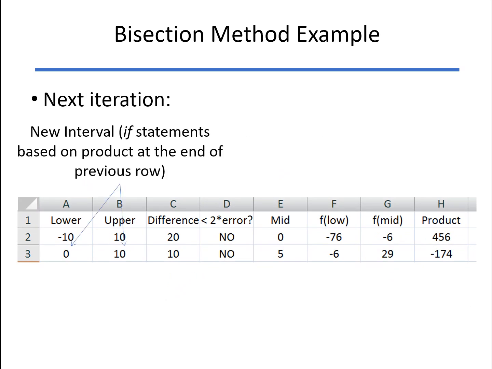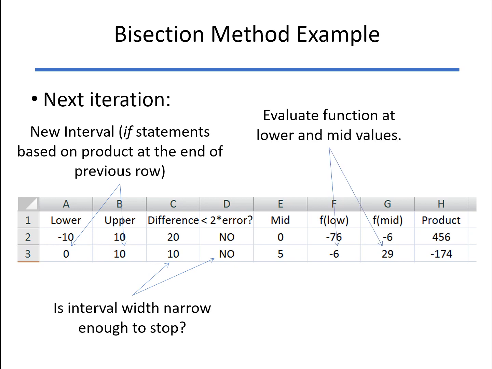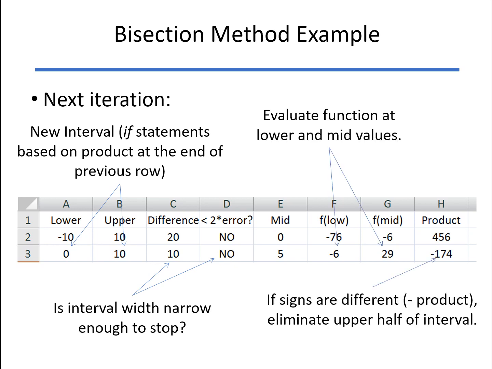For the next iteration, you bring down the upper and lower limits based on what you found in the previous interval and use if statements there to say whether that product is positive or negative. Again, look at the difference and say, are we narrow enough to stop? And of course the answer is still no here. Evaluate the function again. Now in this case, the signs are different, which means we get a negative product, which means we'll eliminate the upper half of the interval in the next iteration, and we'll keep going.